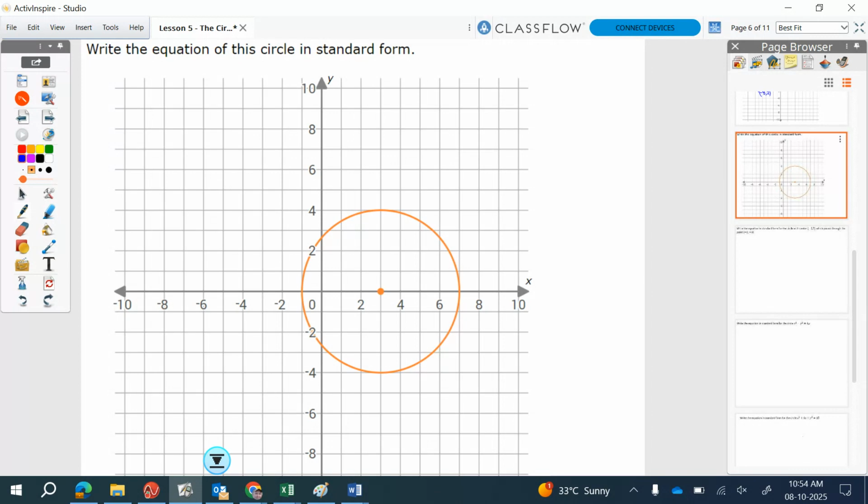All right, so what do we get as the general form for this one? We're going to get x minus 3 squared plus y squared equals 16. Do we just leave it as that, or do we have to expand it? It says write the equation. It doesn't say solve the equation.